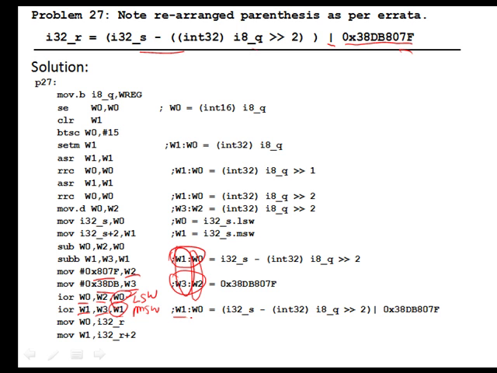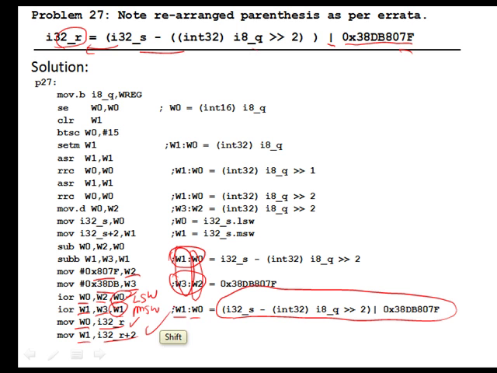So now at this point, W1, W0 has our complete result, and the only thing that's left is to write that to memory to R. So we're going to write the least significant word, which is sitting in W0, to the least significant word of R, and then we're going to write the most significant word, which is sitting in W1, to the most significant word of R. At this point, we have solved this problem.